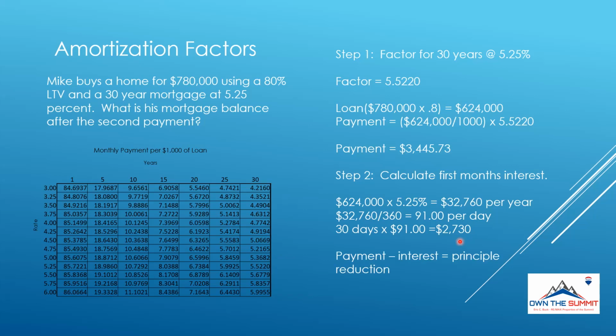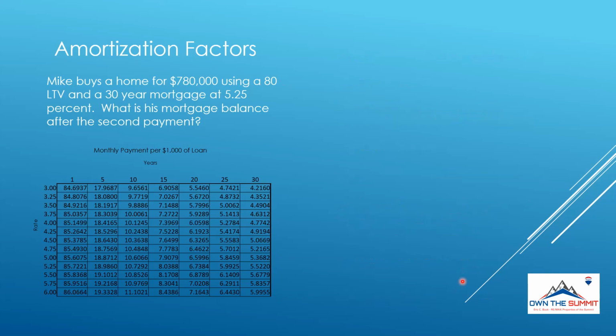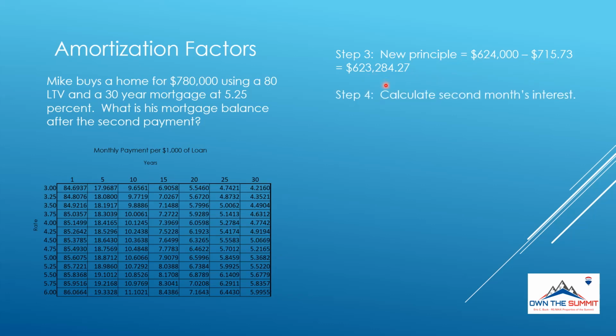What's the balance? The balance is the principal that we're paying. So that's the amount we're going to be reducing the principal balance. How much is that? $715.73. So our new principal going into the second month is $624,000 minus that $715.73, or $623,284.27.